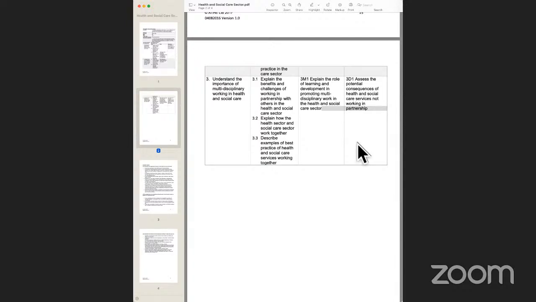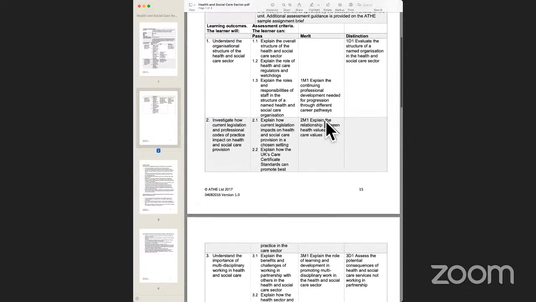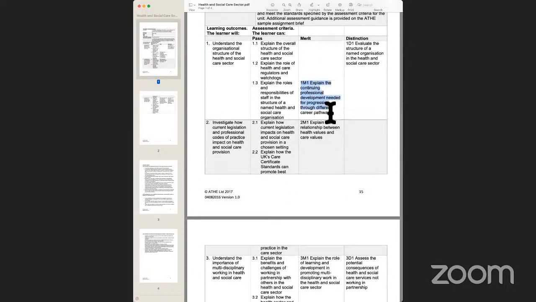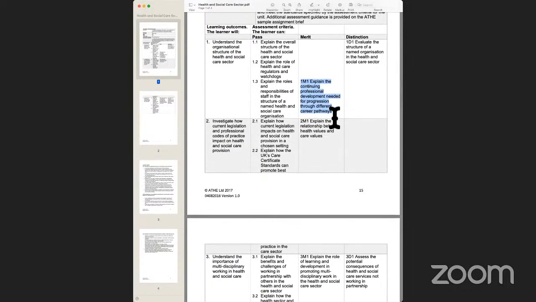That means how a care home should be set up, or what the key important criteria are which need to be looked at. And then last but not least, we look at some of the assessment criteria on the merit and distinction side, which talk about the role of learning and development, which is more or less related to 1M1, because here we developed a personal development plan and understood the importance of training and development.